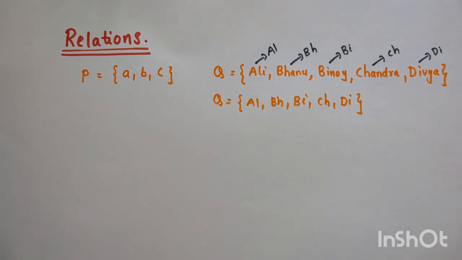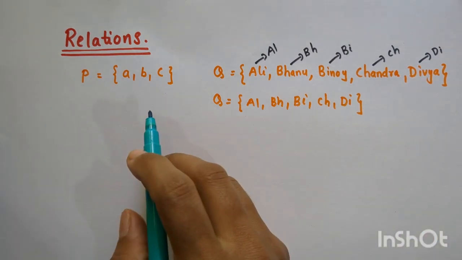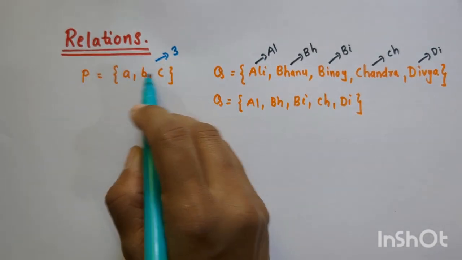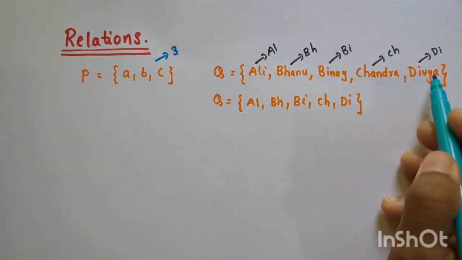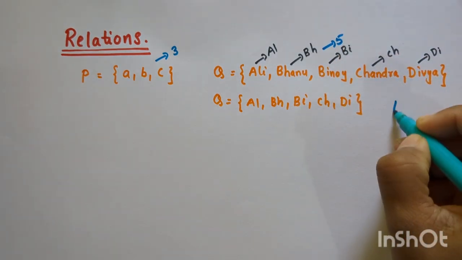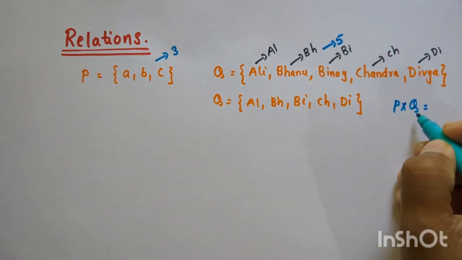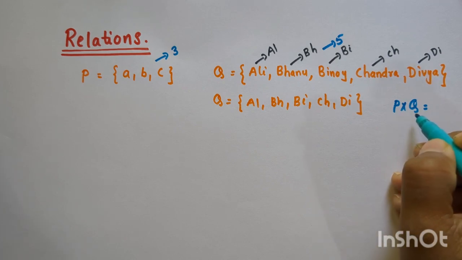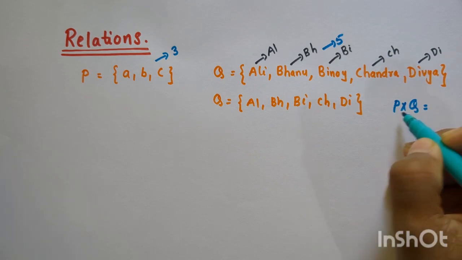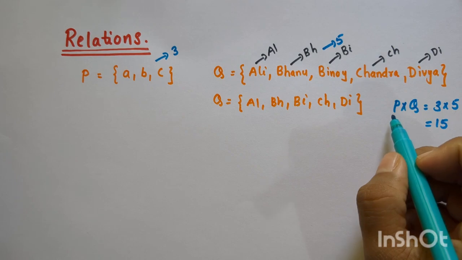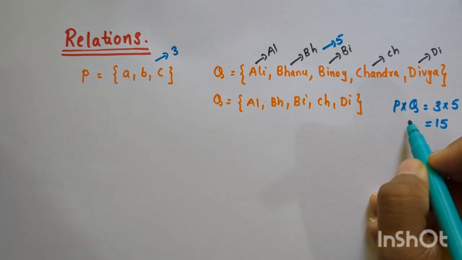Now you see, we have three elements in the set P, and 1, 2, 3, 4, 5 elements in set Q. So what about the number of elements in P cross Q? What is P cross Q? It is the Cartesian product of the two sets P and Q, which we have already discussed in our previous video. So P cross Q will have a number of elements which is the product of 3 and 5. That is, there will be 15 elements in the Cartesian product of P and Q.